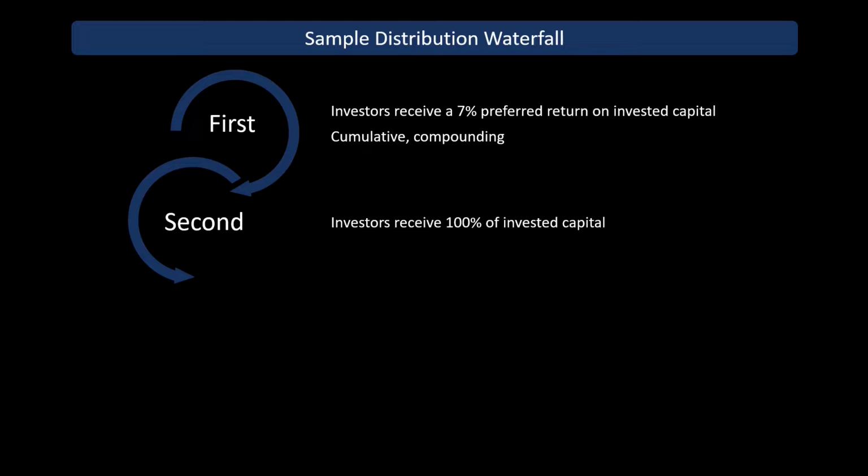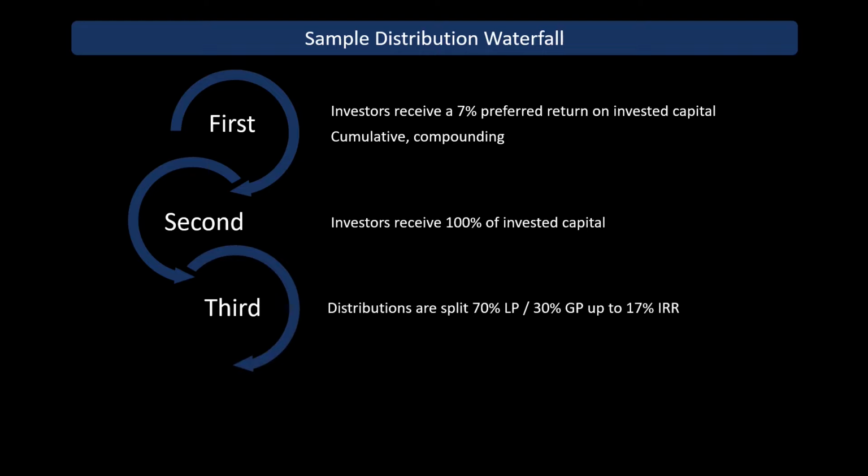At this point, many investors wonder what happens when all of their invested capital has been returned. They may wonder if they are still in the deal. Worry not. Generally, after return of capital, distributions are split between the limited partners and the general partners. In this example, the split is 70% to the limited partners and 30% to the general partners, up to the second hurdle, which in this example is 17%.